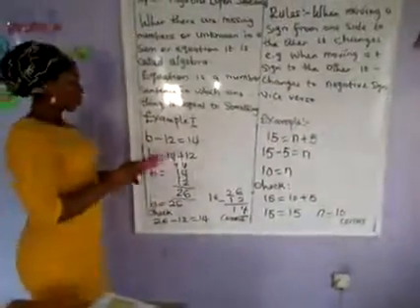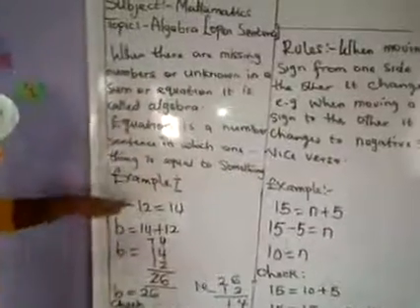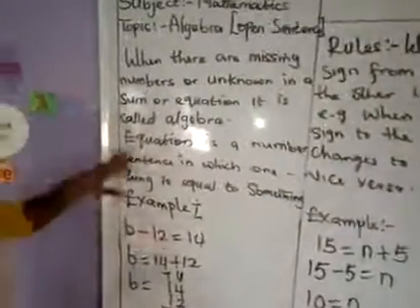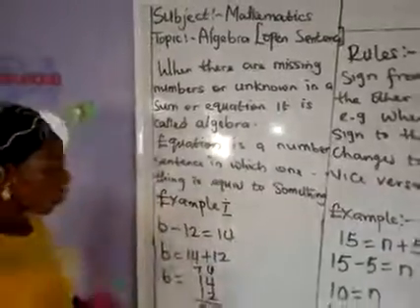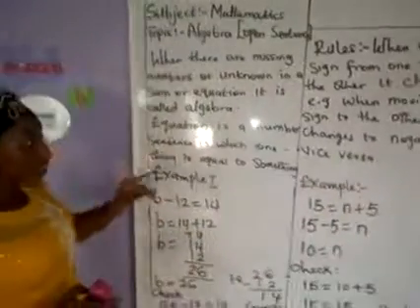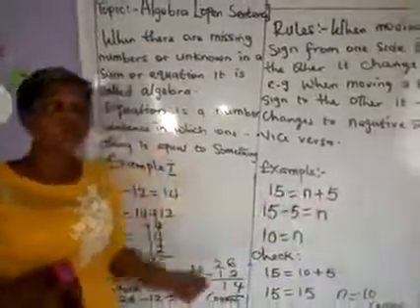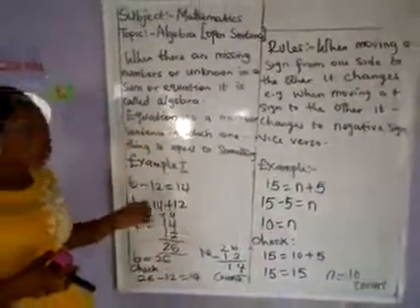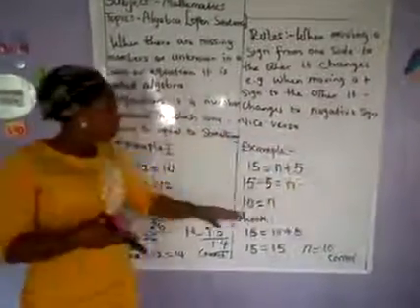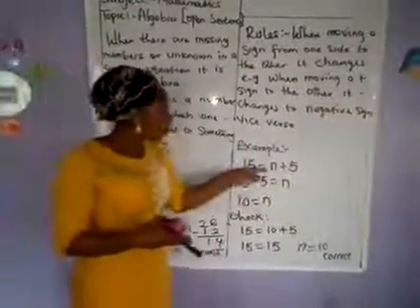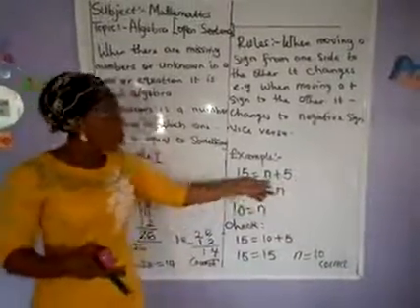Now I recap again. Algebra means when you have missing numbers or unknown numbers, like a letter, in any given equation. And an equation is a sentence in which one thing is equal to the other. Now, I said when you are given a digit comprising a letter, you want to know that letter. So you try to marry the digits together to get the unknown, which is the letter. Now, which I have done in these examples, we have 15 equals n plus 5.